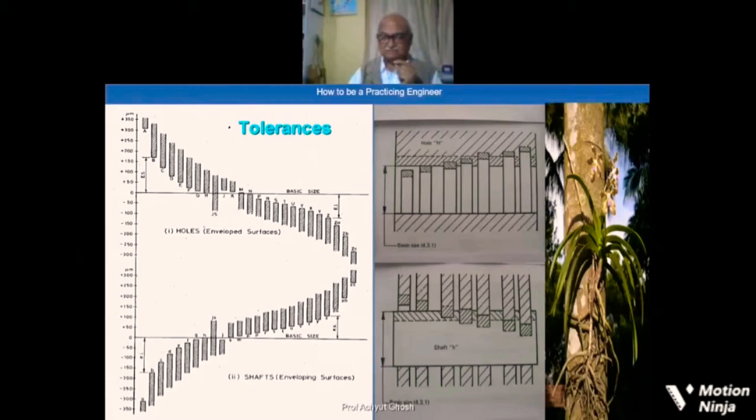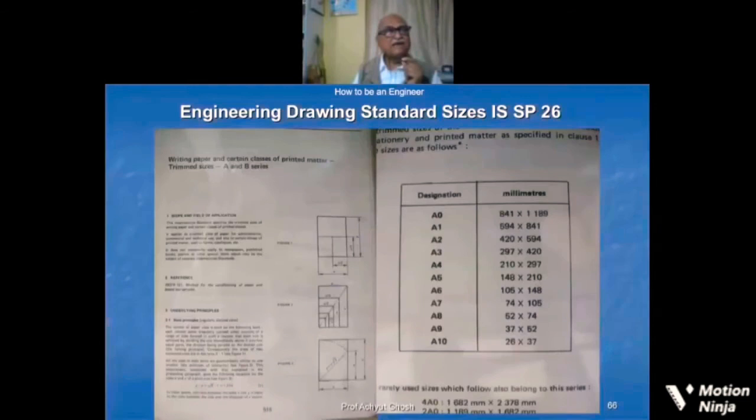Then, in engineering, the idea is one generation, one company, one branch must convey the information to another branch or keep it for posterity. So how do you do it? You produce drawings. Even if you do design, you have to satisfy your design requirements by drawings. So drawings must be standard.